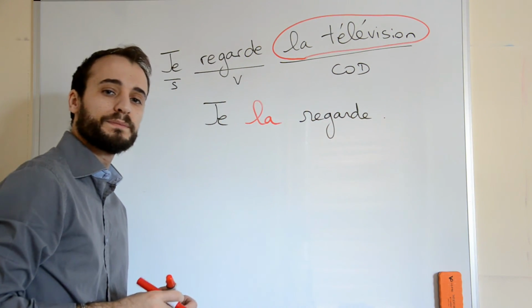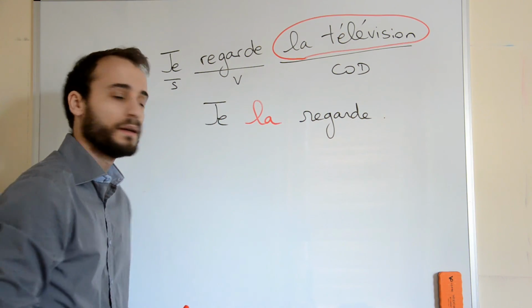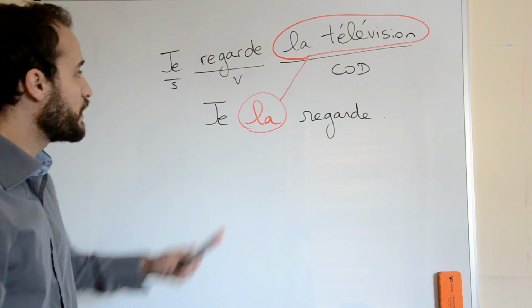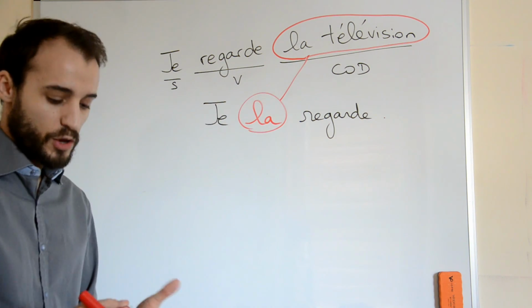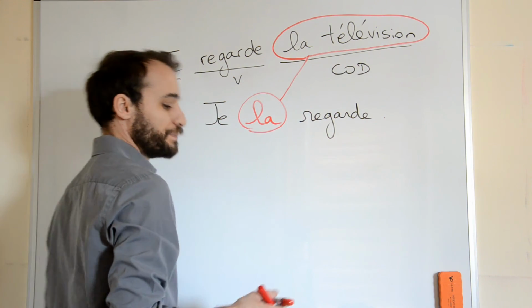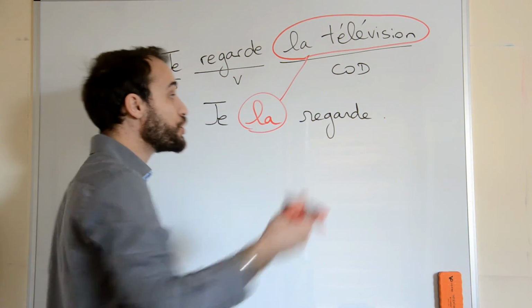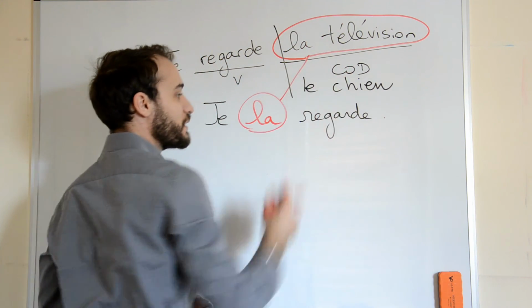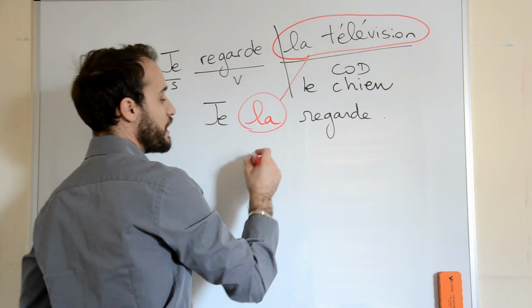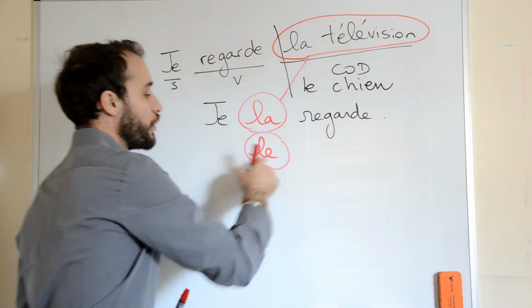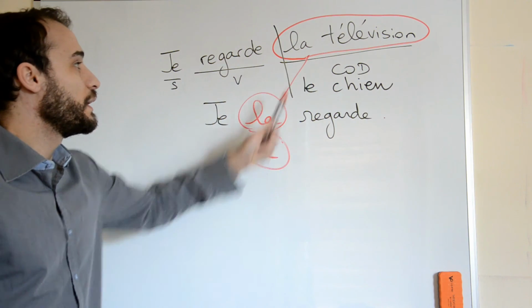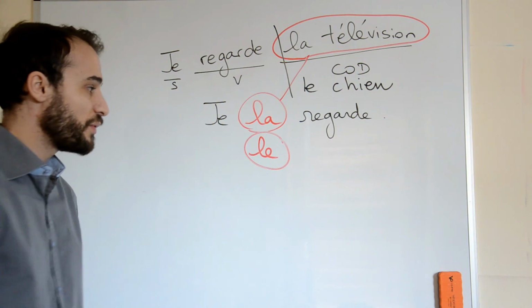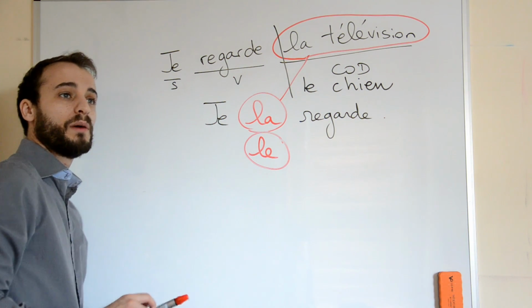Je la regarde. I watched it. So la is the television. If instead of having la télévision, we had a masculine thing, like je regarde le chien, the dog, which is masculine, then instead of la we would have le. Je le regarde, because the dog is masculine. La télévision is feminine. La. Okay?